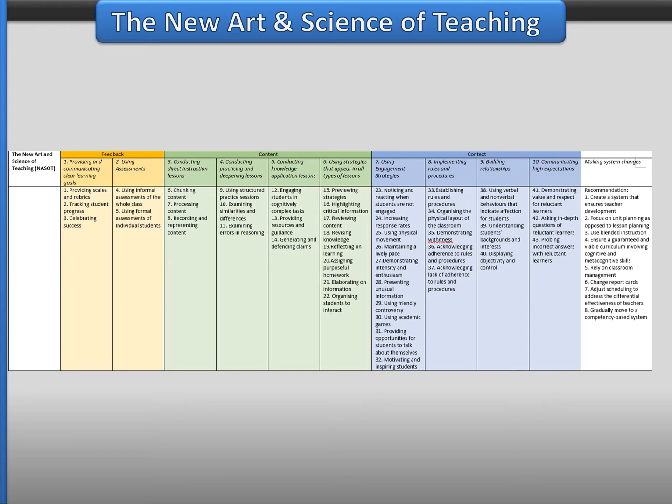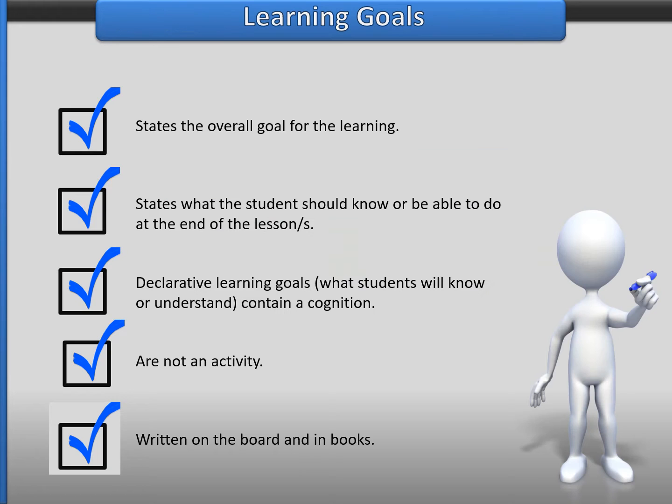The practice of using learning goals and success criteria is deeply connected to the highly effective strategy of feedback. When we're looking at the new art and science of teaching, the area of feedback is in orange here, and you can see that it is used in area number 1, providing and communicating clear learning goals. Most of you are very familiar with learning goals, so we're just going to spend one slide doing a quick revision of learning goals before we move on to success criteria.